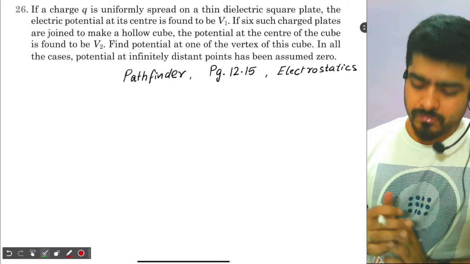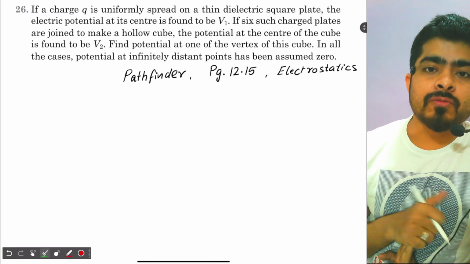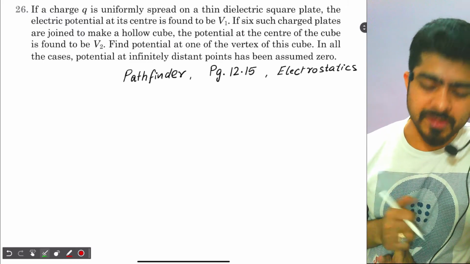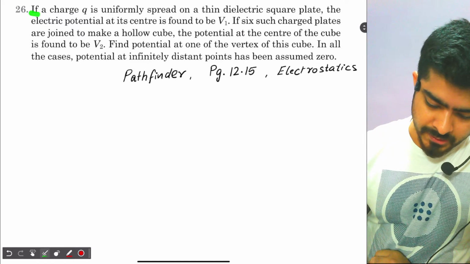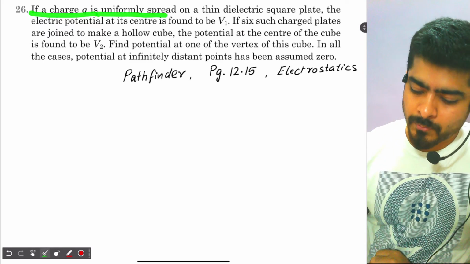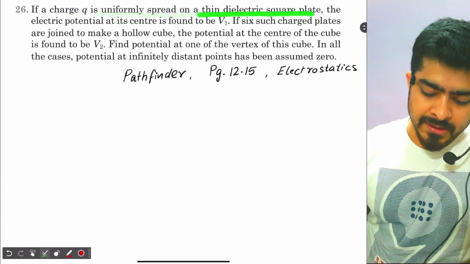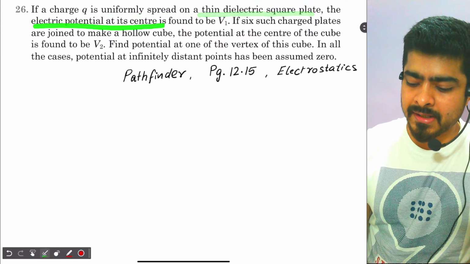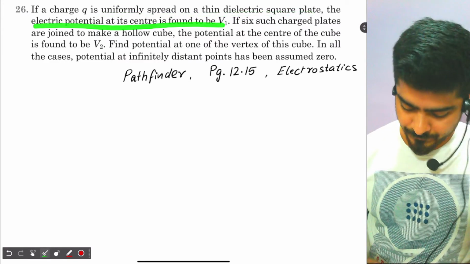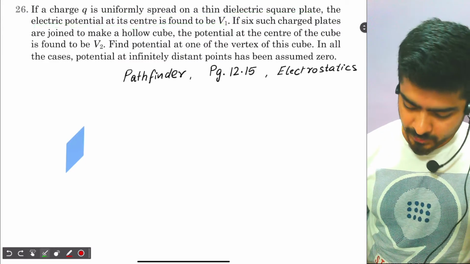Hello students, so let's look at a question from Pathfinder page 12.15. The chapter is electrostatics. So what does the question say? If a charge Q is uniformly spread on a thin dielectric square plate, the electric potential at its center is found to be V1. So suppose we have a charged plate over here.